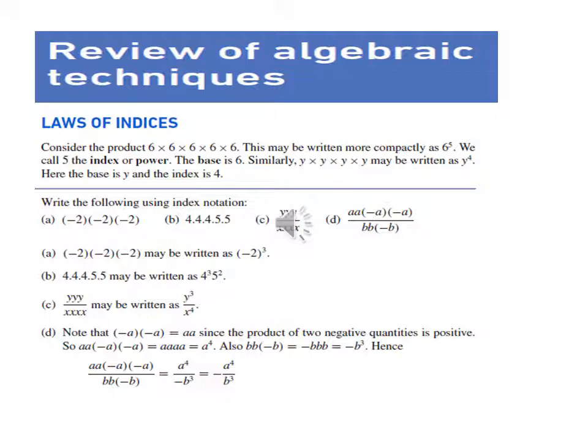Note that minus a multiplied by minus a equals a squared, since the product of two negative quantities is positive. So a multiplied by a multiplied by minus a multiplied by minus a equals a to the power 4. Also, minus b multiplied by minus b multiplied by minus b equals minus b to the power 3, and so on. This is what we mean by index or power.